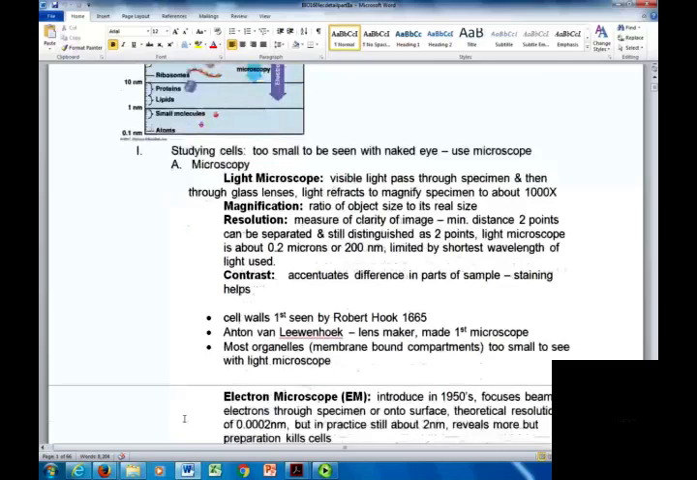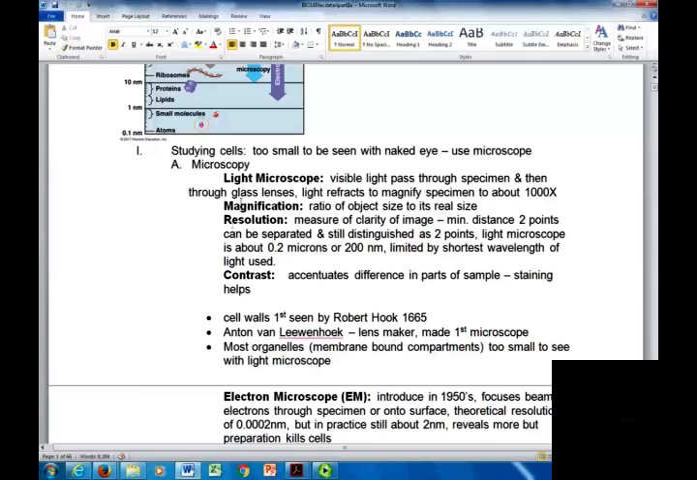So since the cells are too small to see with the naked eye, we use a microscope. What most classrooms use is the light microscope. It's going to pass visible light through the specimen and then through a glass lens, and then it refracts, and it can magnify the specimen up to about 1,000 times.